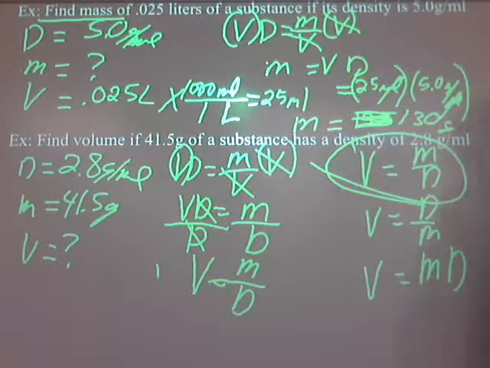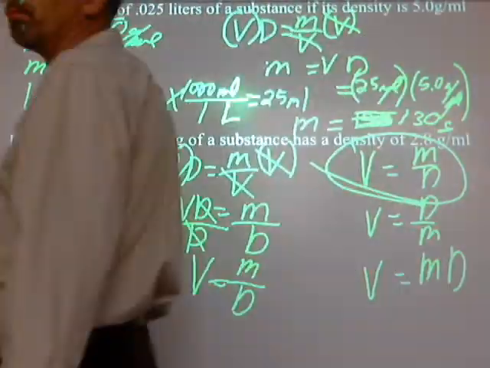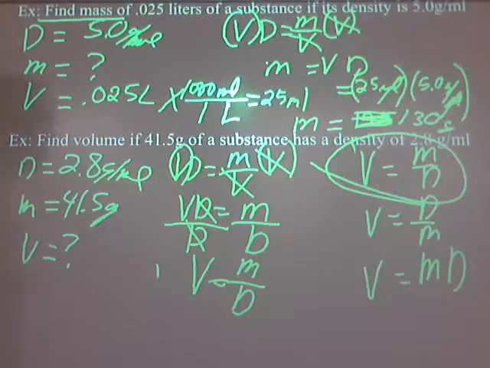How many had V equals M over D? Raise your hand. Told you it was over half, but there were a lot of wrong answers too. Okay? Probably about maybe 10 to 20% wrong.